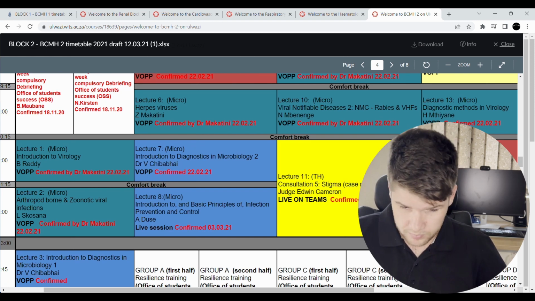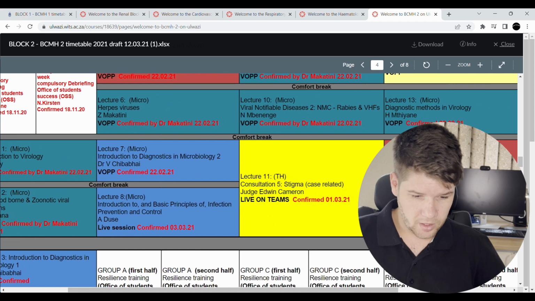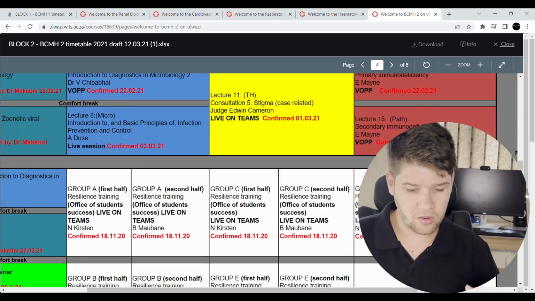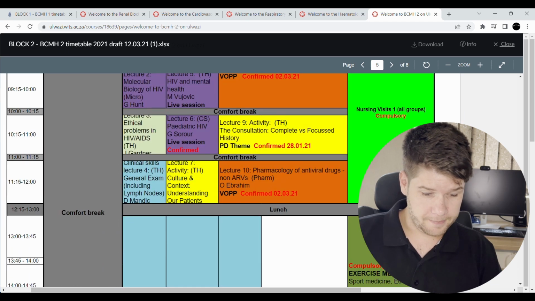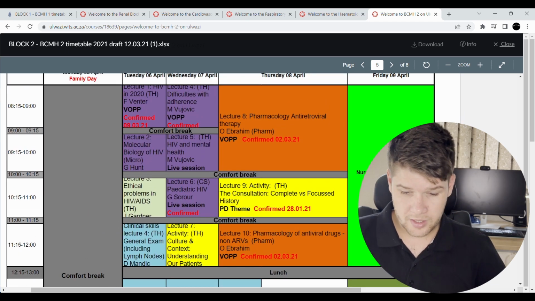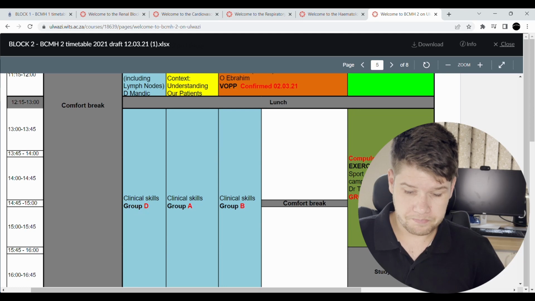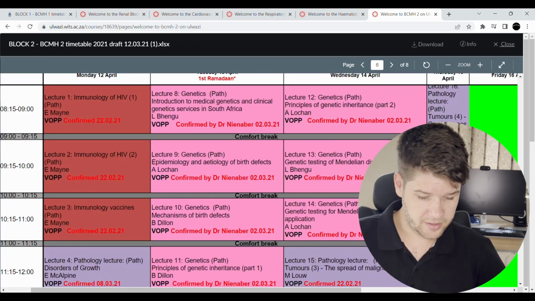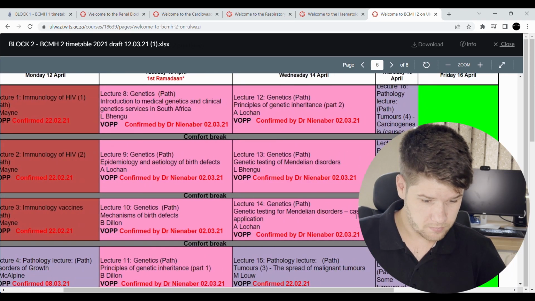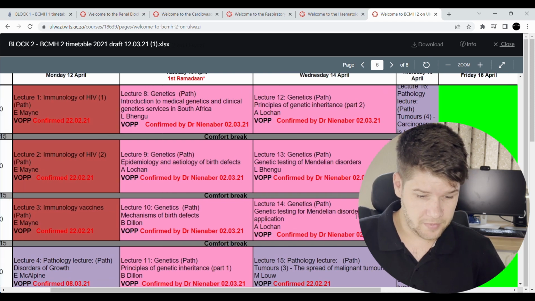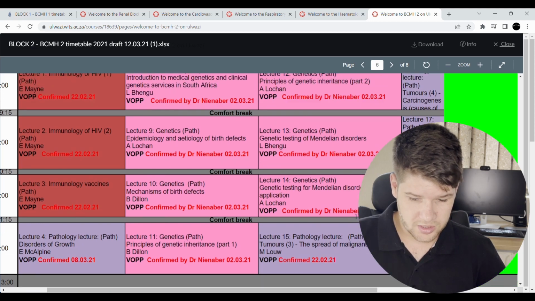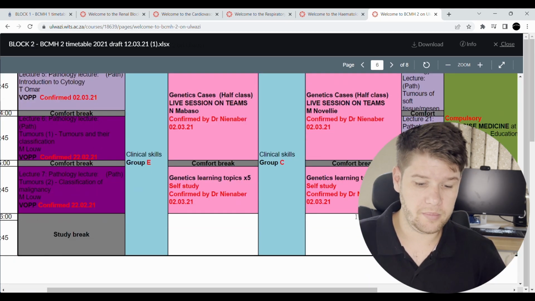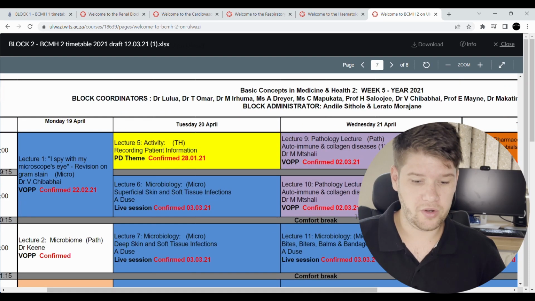Okay. As you can see, a lot of micro as well, but almost all of them are about viruses, introduction of viruses, and there's a bit of path as well, but a lot of pharm. As you can see here, also quite a lot of themes actually. Clinical skills we had there. You can see it's quite a full roster. We had nursing visits started in BCMH2, which was very, very nice.